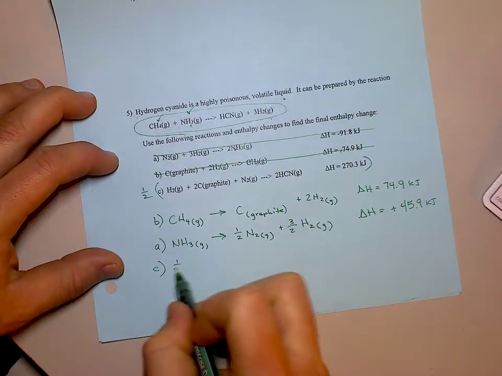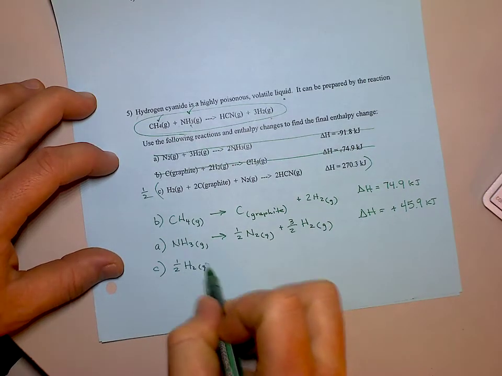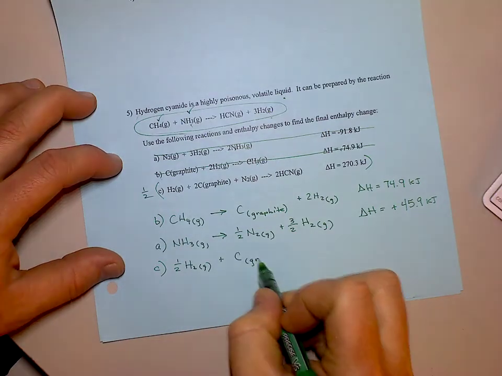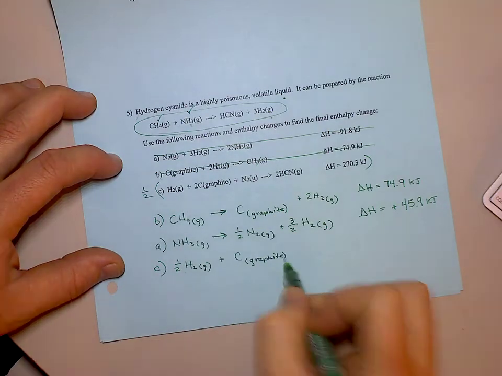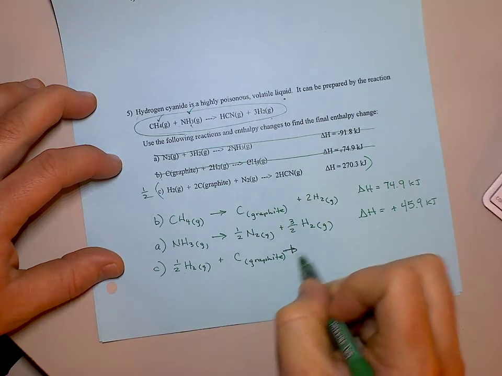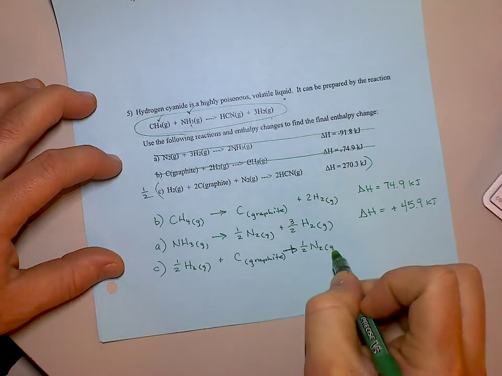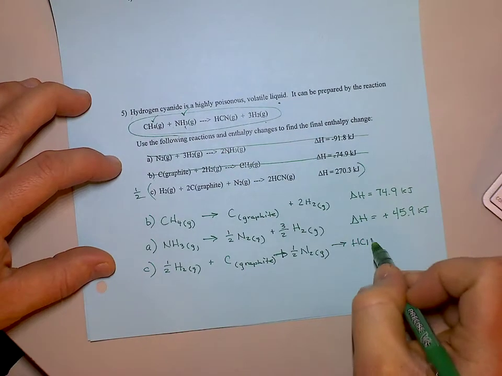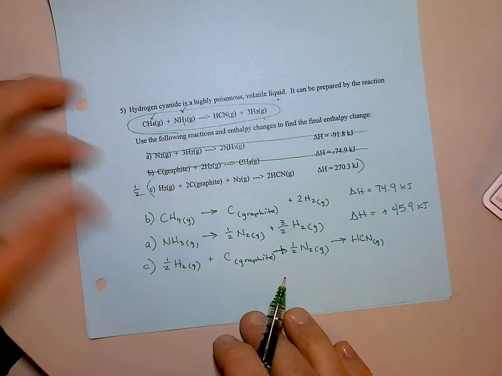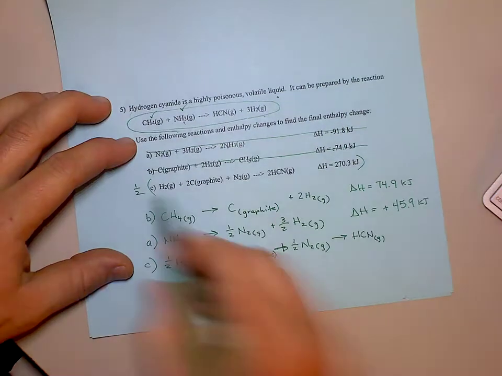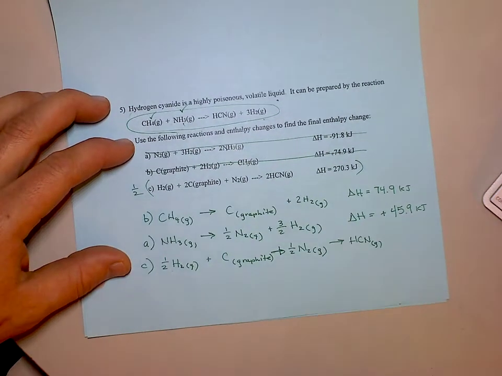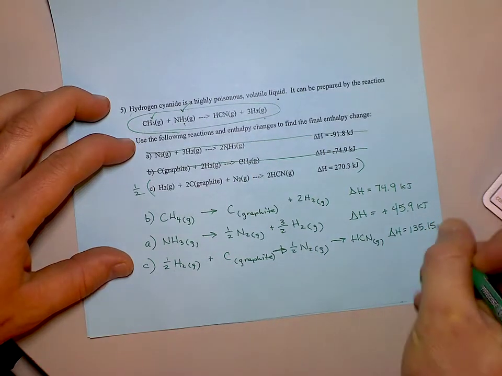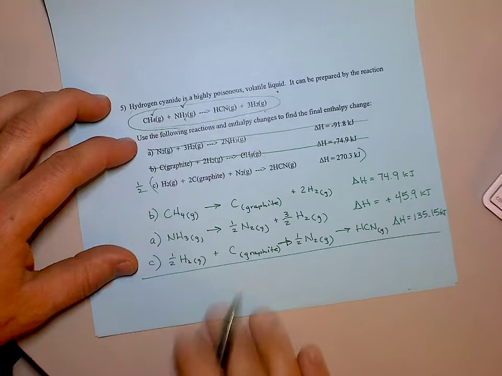So no big deal, half H2 gas plus, I had 2 graphites, now it's just going to be 1 carbon graphite. Half of 2 is 1, last time I checked. Plus a half N2 gas yields now half times 2, so 1 HCN gas. And of course, since I multiplied by half, I need a half of 270.3, which is 135.15 kilojoules. Now, we're going to do our canceling, make sure everything's good.